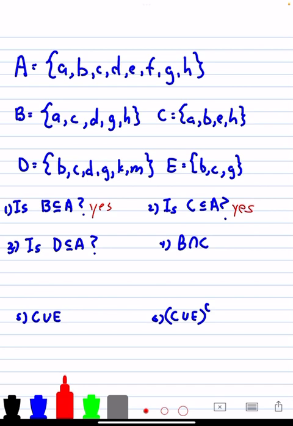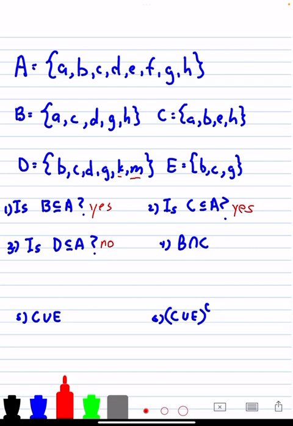Okay, now, is D a subset of A? No. It looks like it at first, but as we move, we'll see that set D has K and M, which are not in the set A. So D is not a subset of A, because every element of D is not included in the larger set of A.